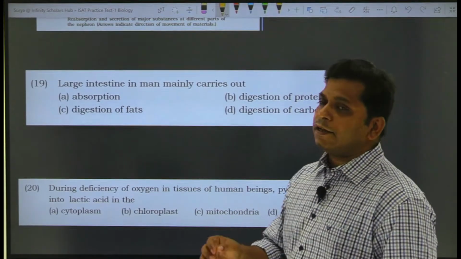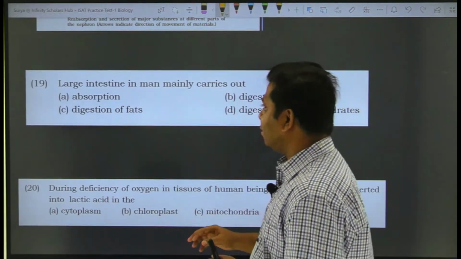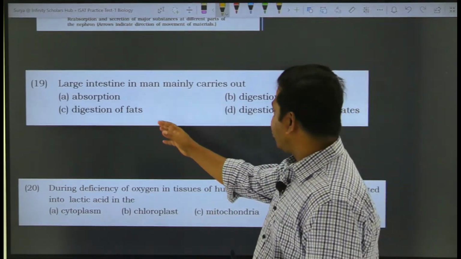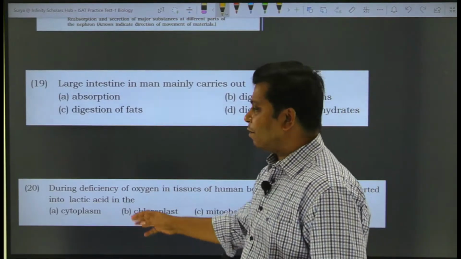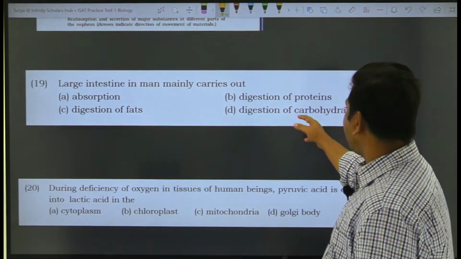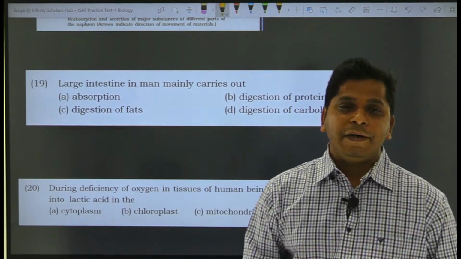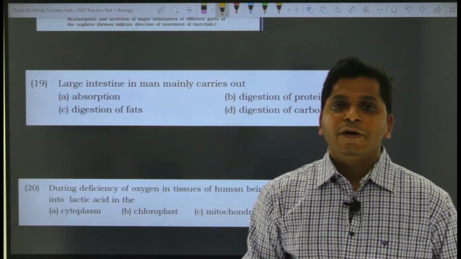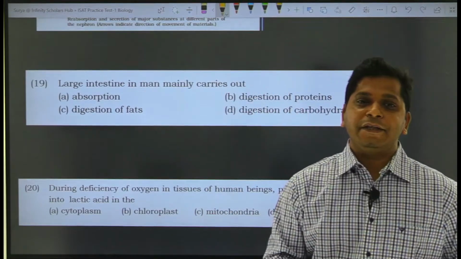But something is going to be absorbed in the large intestine. But the question that is asked here is, what is the large intestine dealt with? Absorption, digestion of proteins, digestion of carbohydrates, digestion of fats. So, digestion of protein, carbohydrate and fat, almost all of them have already been completed in the small intestine. So, before going to the large intestine, the digestion of all products has been completed.